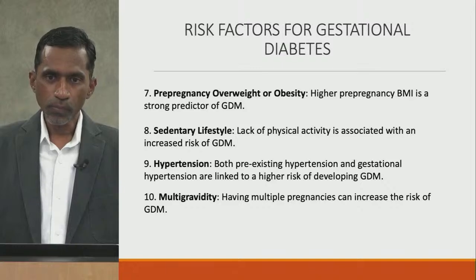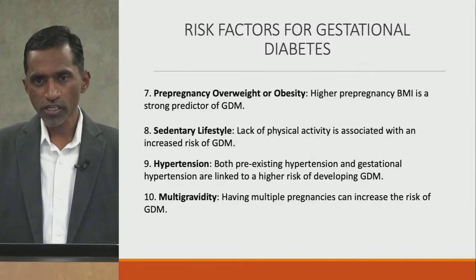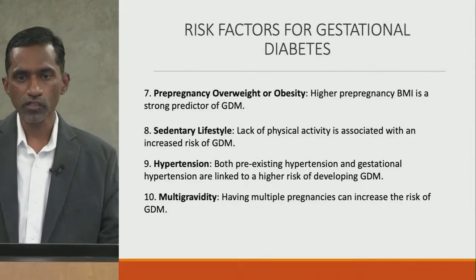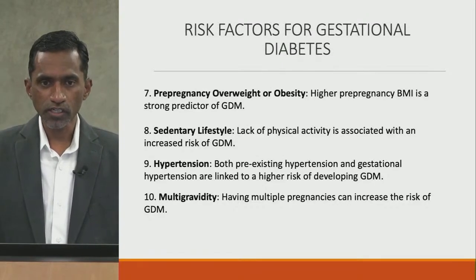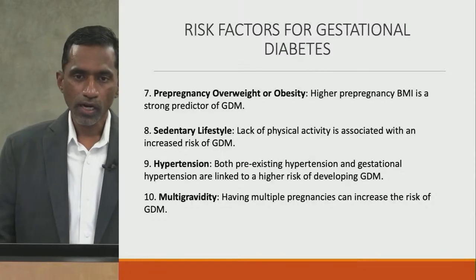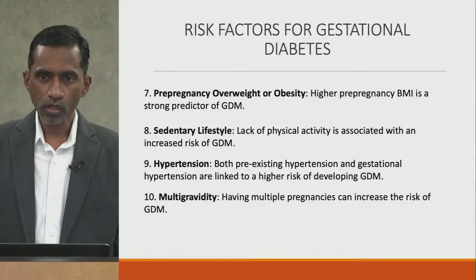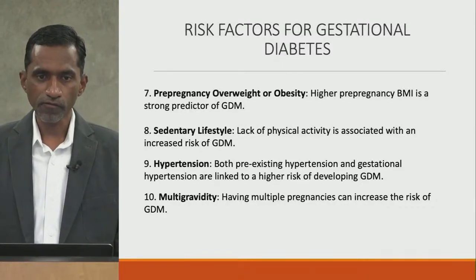Hypertension, either pre-existing hypertension or gestational hypertension. Gestational hypertension is also known as preeclampsia. That also increases the risk of gestational diabetes. And multi-gravidity, if the mother has a twin pregnancy or triplets, that also can increase the risk of gestational diabetes.